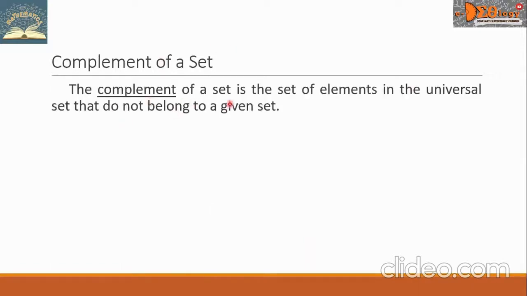Let's discuss complement of a set. The complement of a set is the set of elements in the universal set that do not belong to a given set.